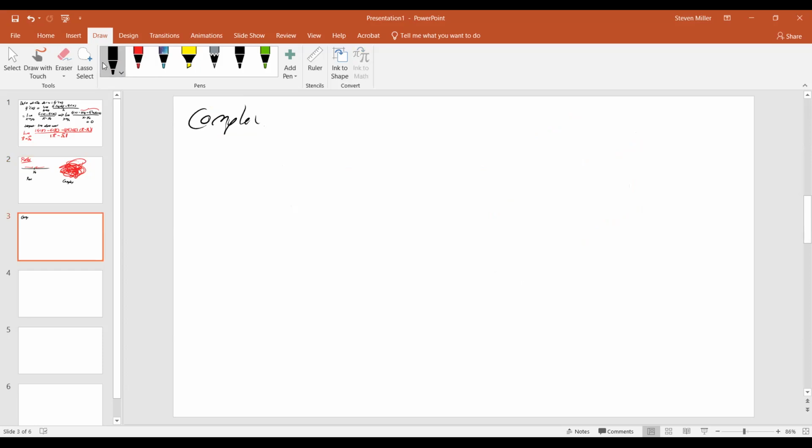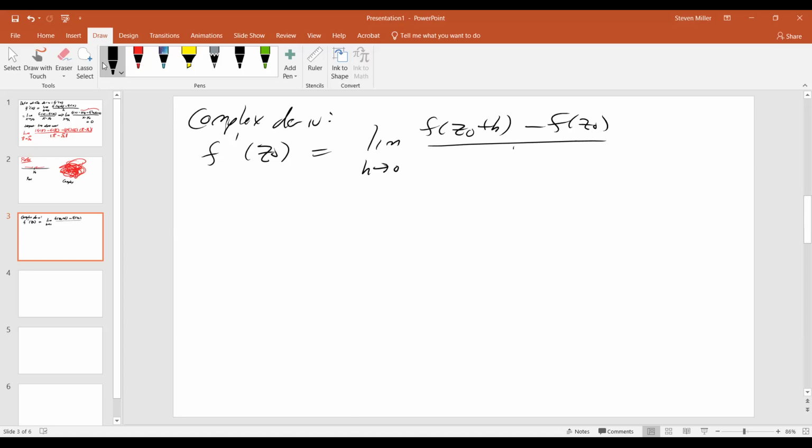So complex derivative, we will use f prime of z naught is the limit as h goes to 0 of f of z naught plus h minus f of z naught over h. And so that is a really good definition. So can somebody give me a function that you think might be complex differentiable?